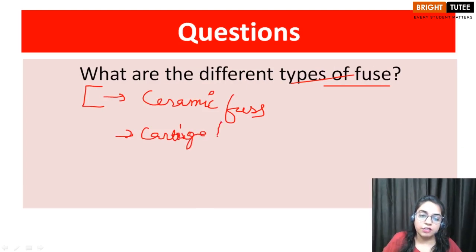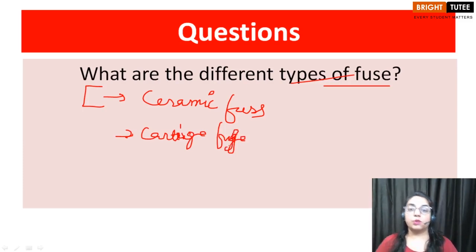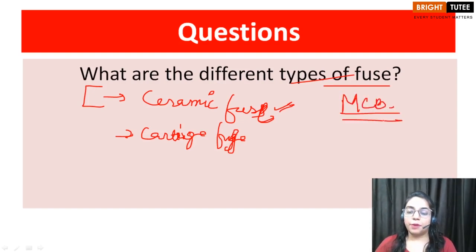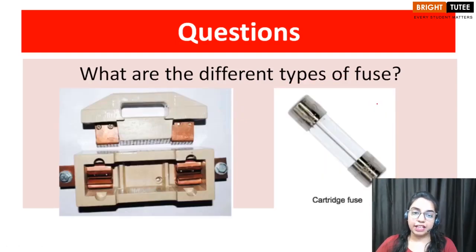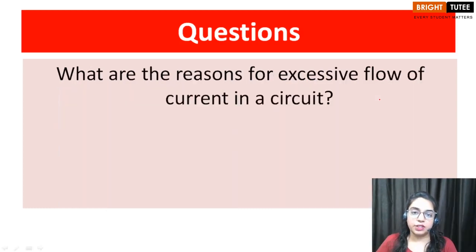Cartridge fuse is used in expensive electrical appliances, whereas ceramic fuse is used in buildings. Okay, and also these days children, MCB is used, which is also a type of fuse or a safety device. Let us see the diagrams for these. So ceramic fuse looks something like this, and cartridge fuse looks like this. Okay, so let's move to the next question.